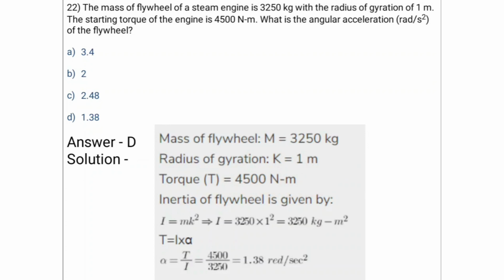It is a very easy question. Inertia of the flywheel is given by, you know the calculation for inertia, I is equal to m k square. Just put the value and you will get the value of I in kg meter square, that is 3250 kg meter square. And all of you know the formula for torque is nothing but I alpha, and alpha is what? Angular acceleration, in radians per second square. So torque divided by inertia, you will get the required solution as 1.38 radians per second square. That is nothing but option number D.